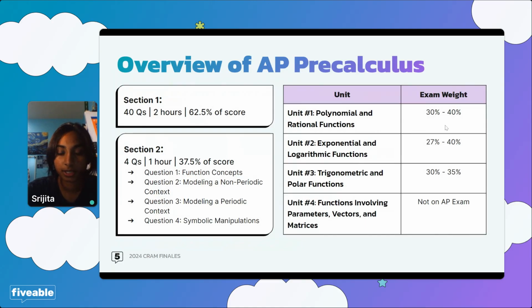These are all the units that AP Precalculus covers, but Unit 4 is actually not tested on the exam, so we will only be covering Units 1 through 3, as our focus here is to help you prepare for the exam.